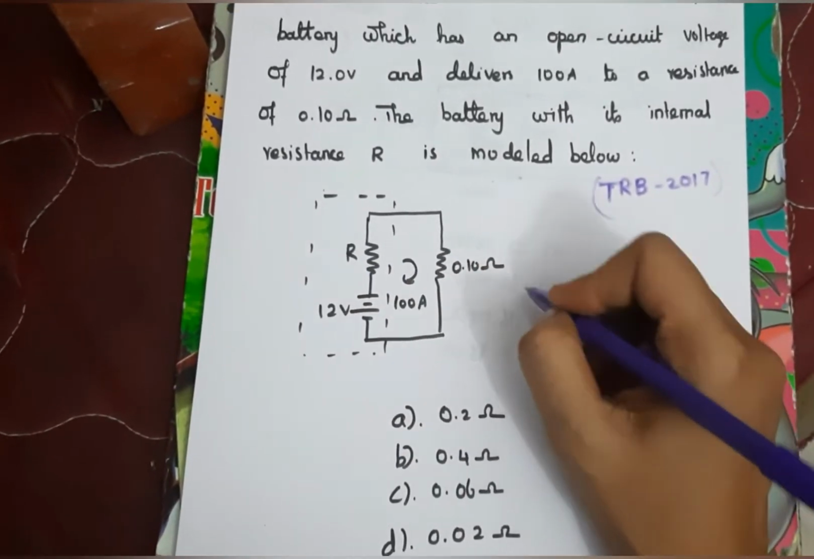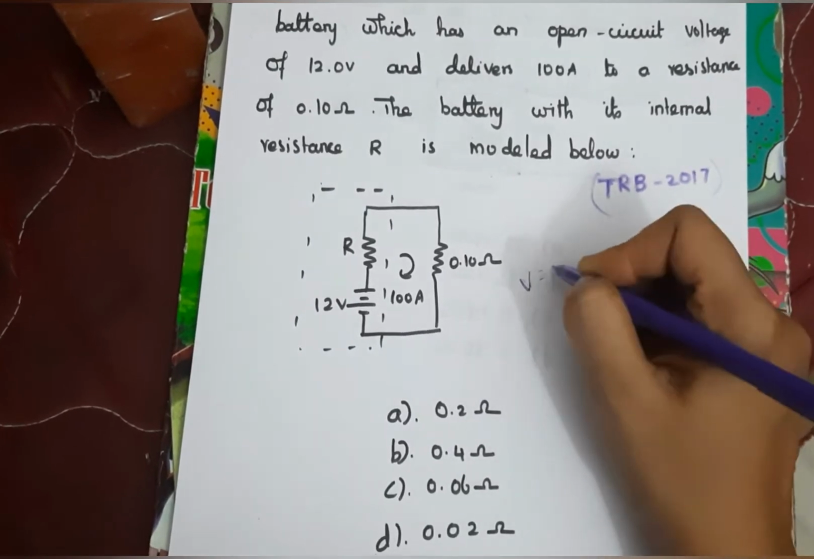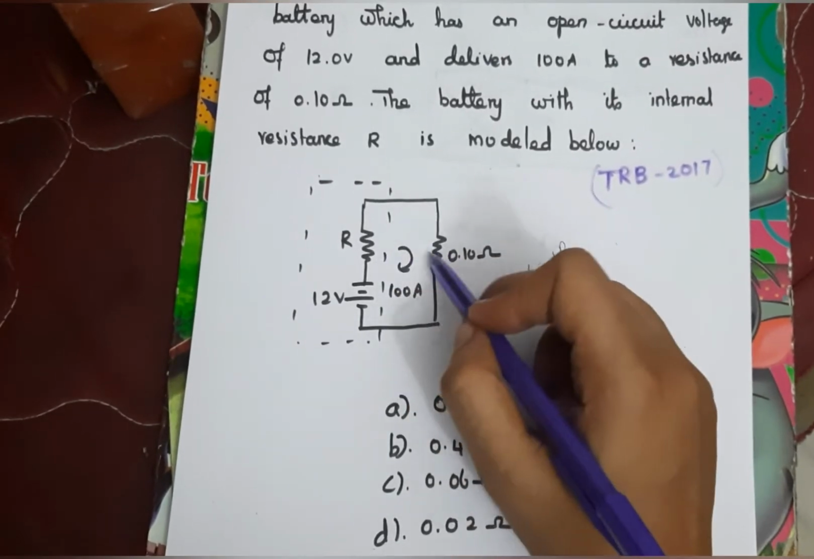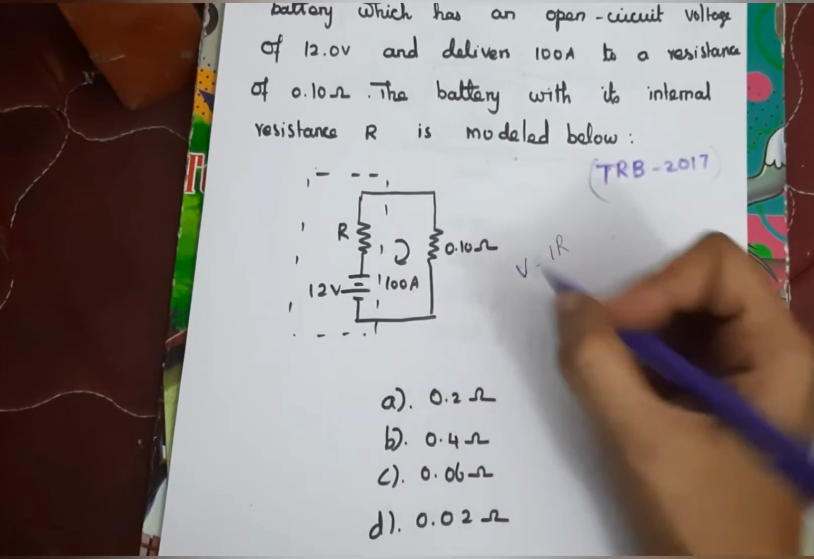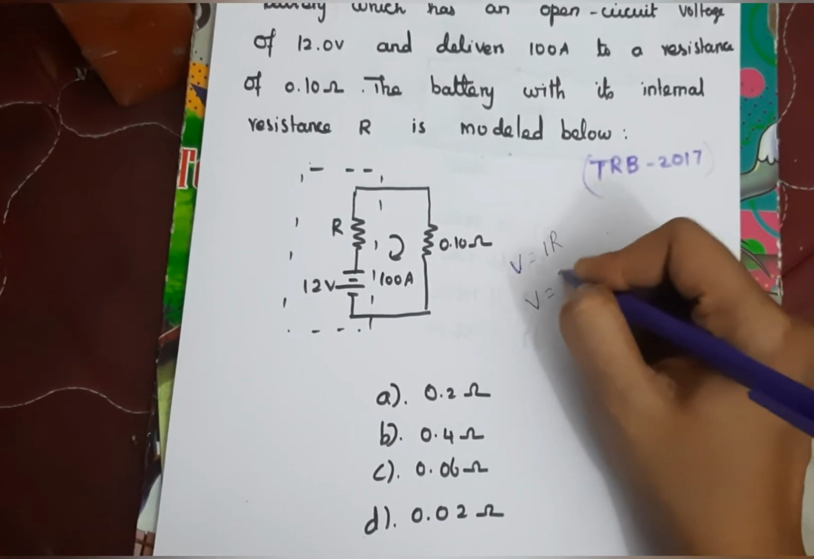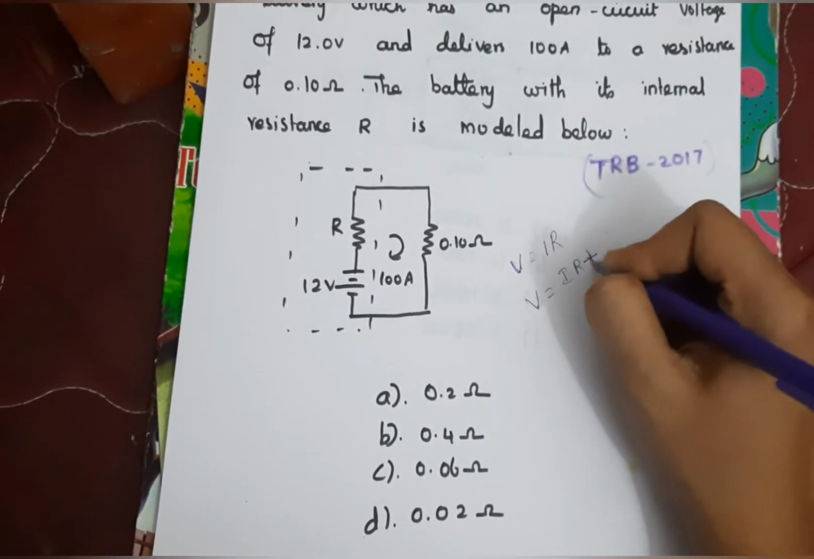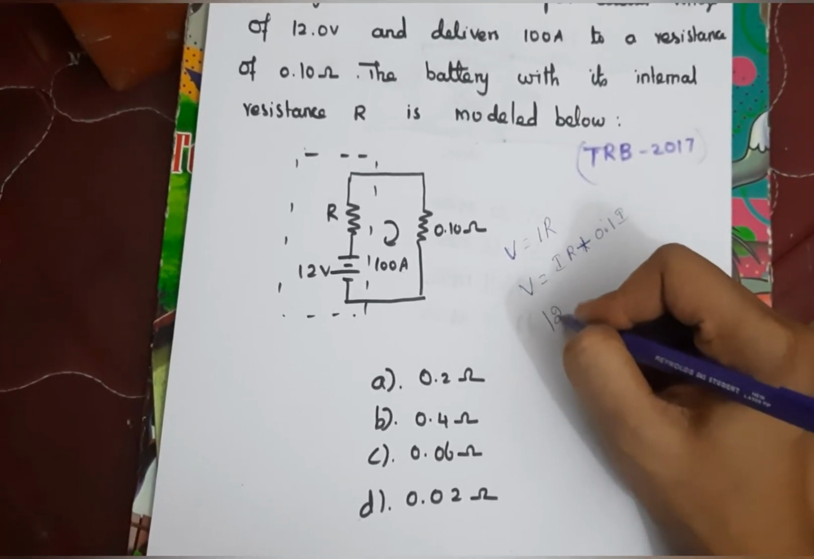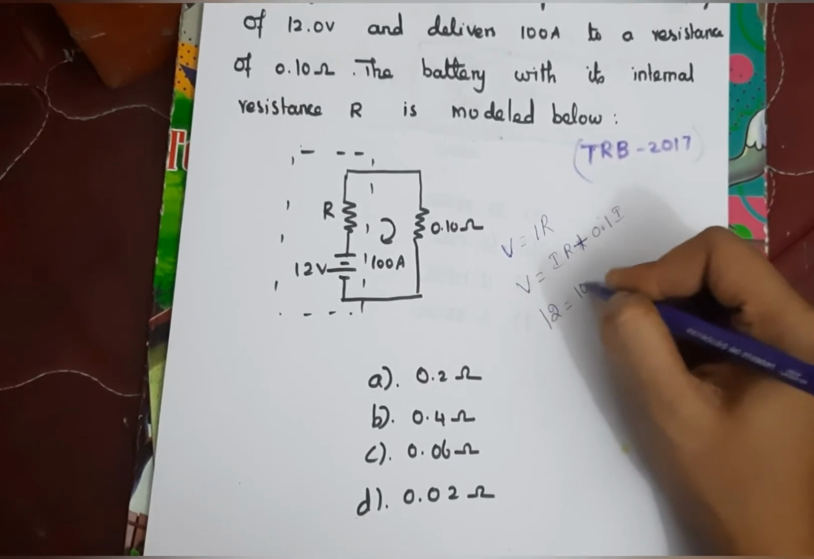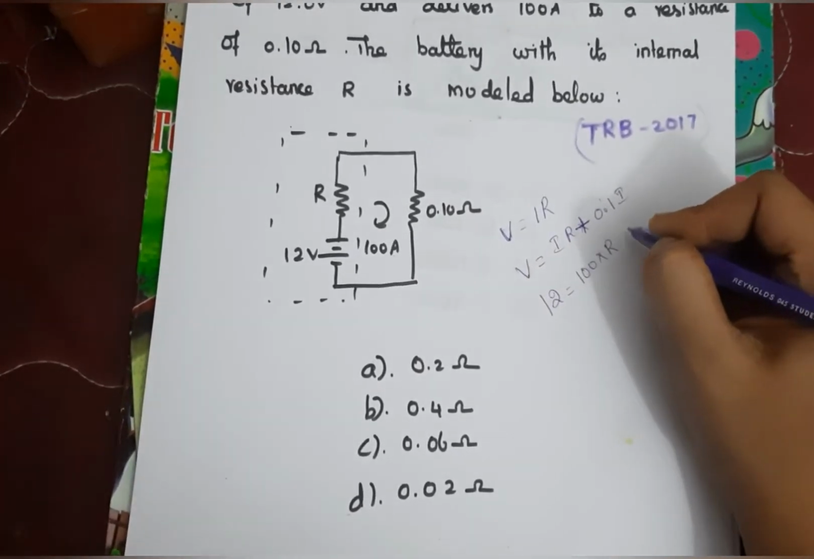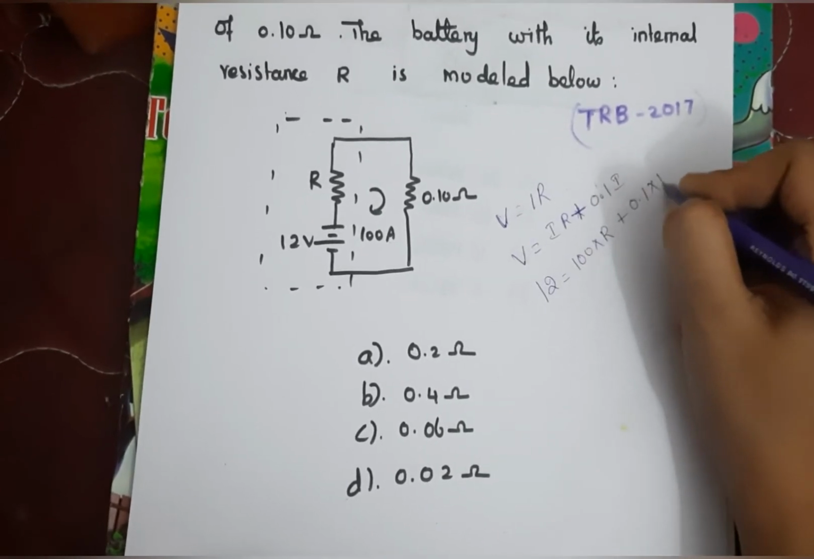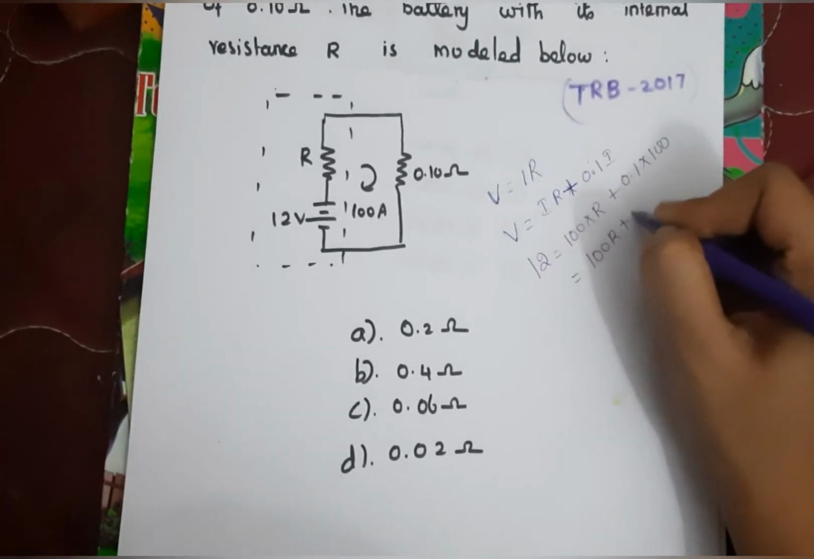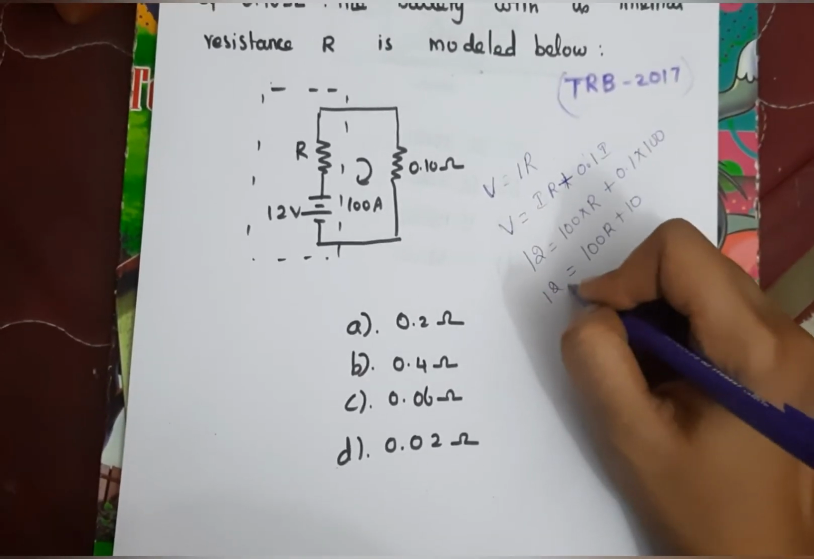According to Ohm's law, V is equal to IR. Here I is 100 amps and these are series connections, so we can add these two. So V is equal to IR plus 0.1 I. Here V is 12 volt, I is 100 amps and we have to find R, and also 0.1 into 100. So this becomes 100 R plus 10, that is equal to 12.